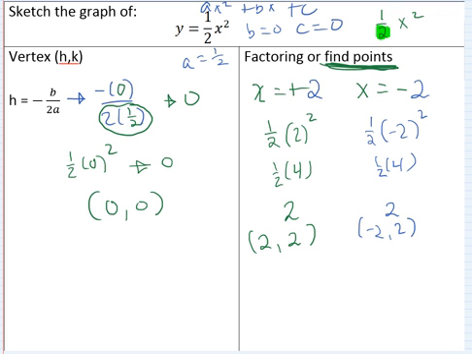So now let's graph it. We're going to graph 0, 0, 2, 2, and negative 2, 2. So let's see. We said 0, 0. Then we said negative 2 and 2, and 2 and 2. Then we're going to draw our curve upward to these points, and then we're going to do the opposite side over here and get our approximation.